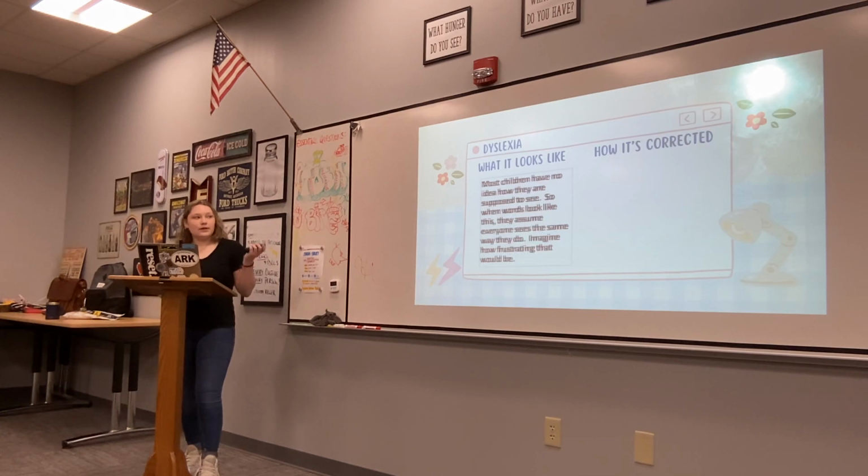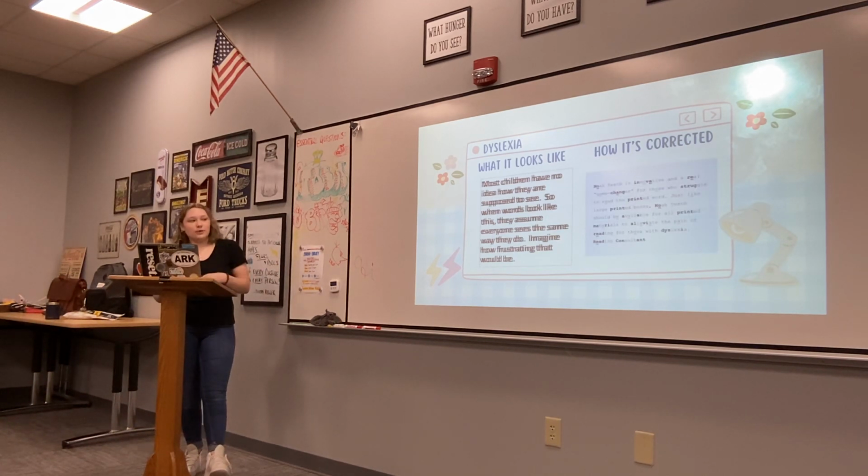This is oftentimes what dyslexia looks like to many people. Often, children have no idea that this is how they're not supposed to read, and they just assume that that's normal and how everybody sees it. Oftentimes, it's corrected or helped with skip reading, where children are taught to read the parts of the word and they're not reading the whole word, so it helps them understand the word faster and be able to read faster.